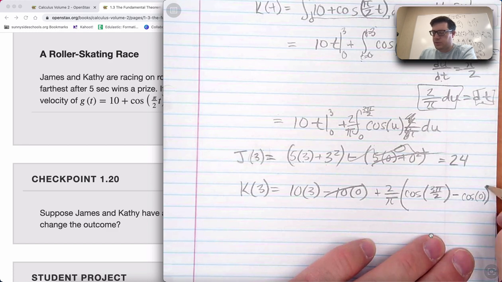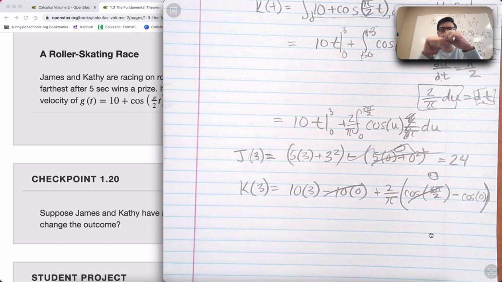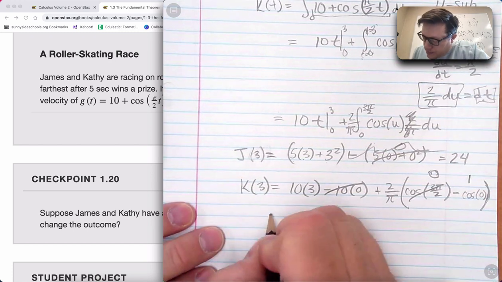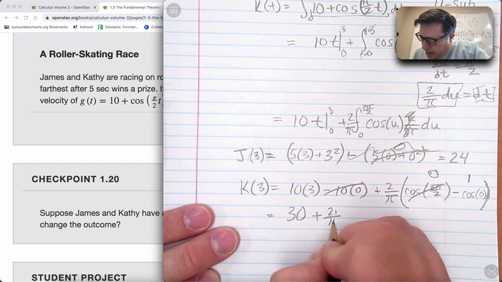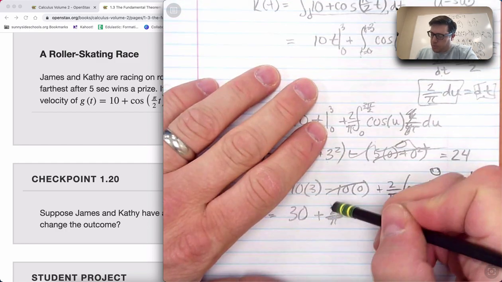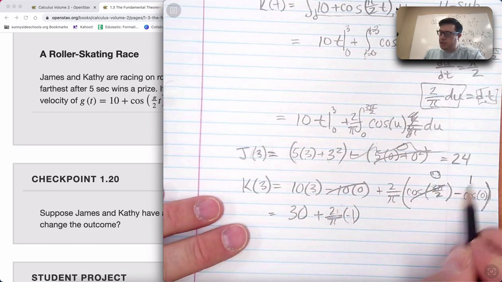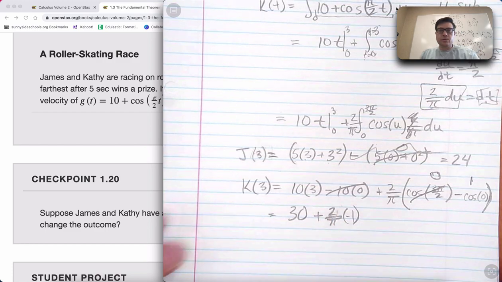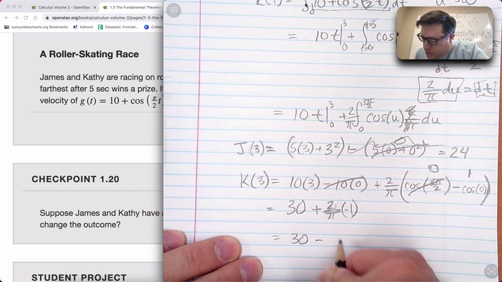Cosine of 3 pi over 2 is 0, right? You look at the unit circle, and 3 pi over 2 is on the negative y-axis, and then cosine of 0 is on the positive x-axis, so this would be 1. In other words, 30 plus 2 over pi, what's with that little mark right there? Get rid of that mark. Thank you, pencil. Minus 1. No, times negative 1. That's 0 minus 1, so that'd be negative 1. And then, yeah, let's go evaluate this. This is the nice exact answer, by the way. An exact answer would be 30 minus 2 over pi.